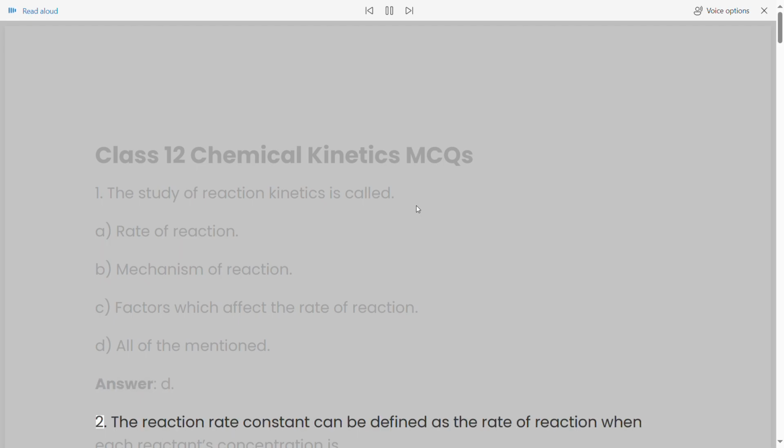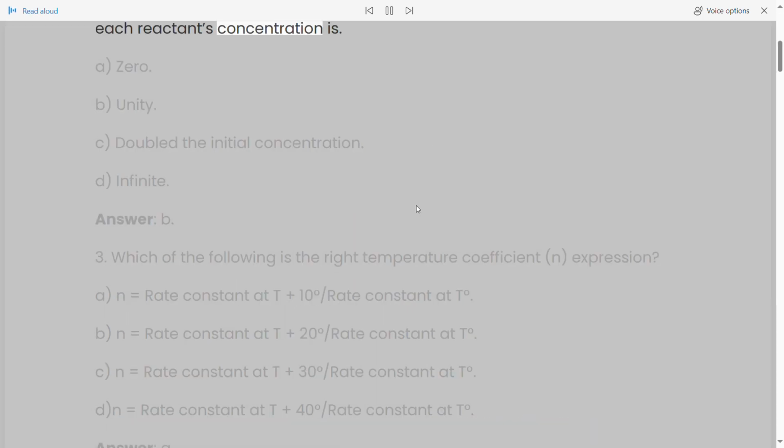2. The reaction rate constant can be defined as the rate of reaction when each reactant's concentration is A. 0, B. Unity, C. Doubled the initial concentration, D. Infinite. Answer B. 3. Which of the following is the right temperature coefficient, N, expression?